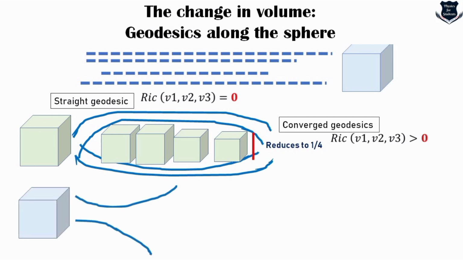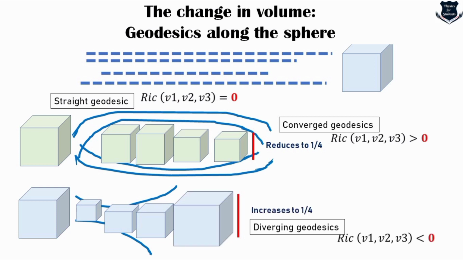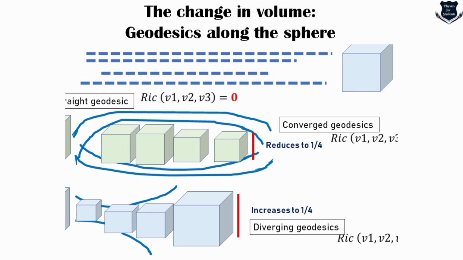What is the third case? These are the spreading geodesics, the diverging geodesics, and the size of the volume increases, and further increases, almost to 4 times. And the Ricci curvature, or the Ricci part, is less than 0 because the volume increases.